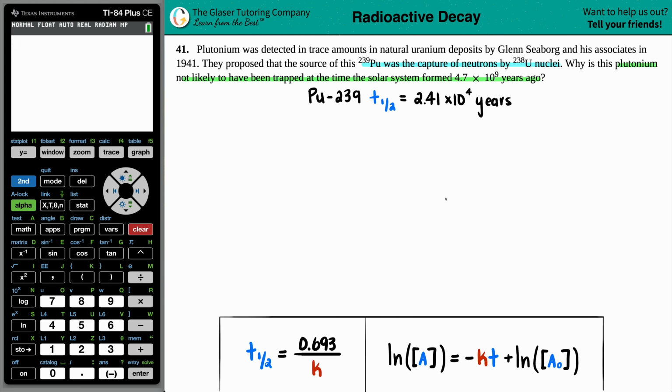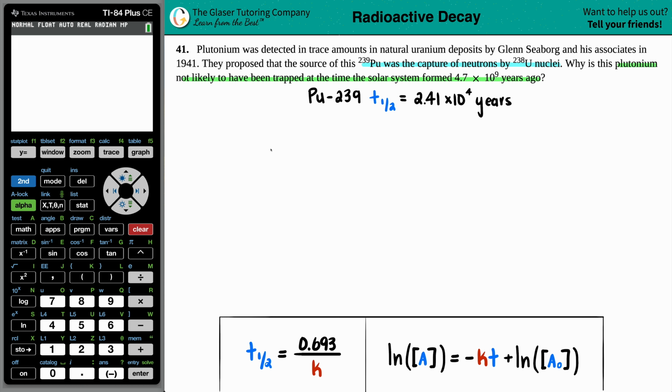Okay. So, long story short, Glenn Seaborg and his associates found trace amounts of plutonium in some natural uranium deposits. So they maybe hypothesized that this plutonium was actually around when the solar system came about, right? When the solar system formed 4.7 times 10 to the 9th years ago. But now we pose the question and say, why is that not likely? Why is it not likely that the plutonium that Glenn saw was around when the solar system formed?